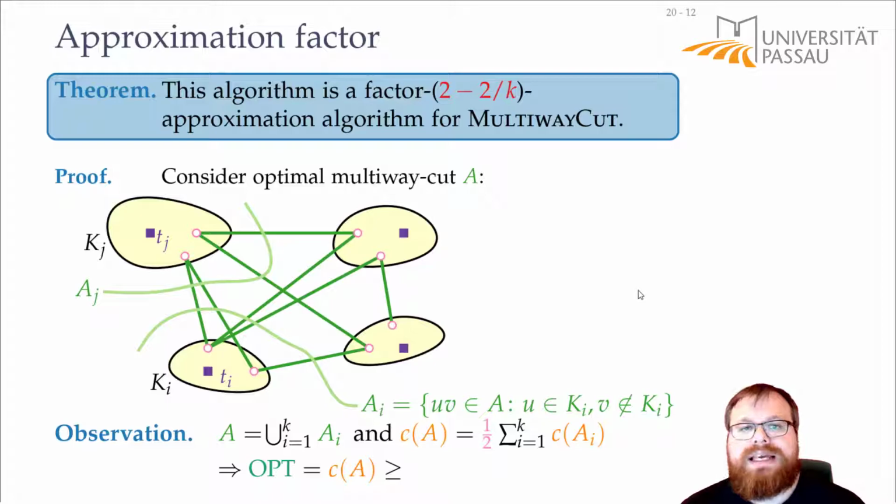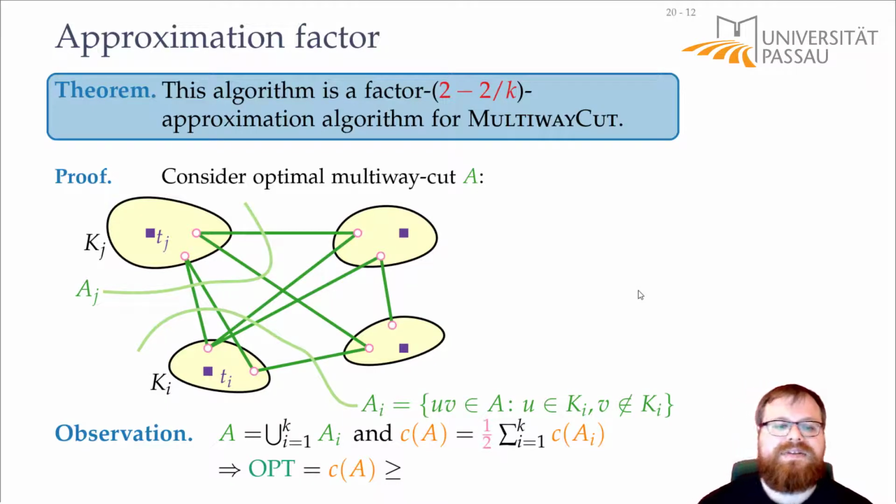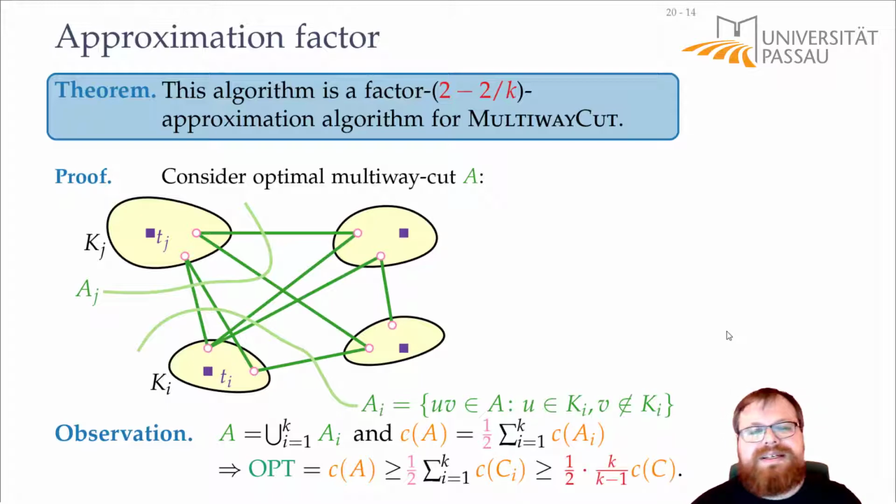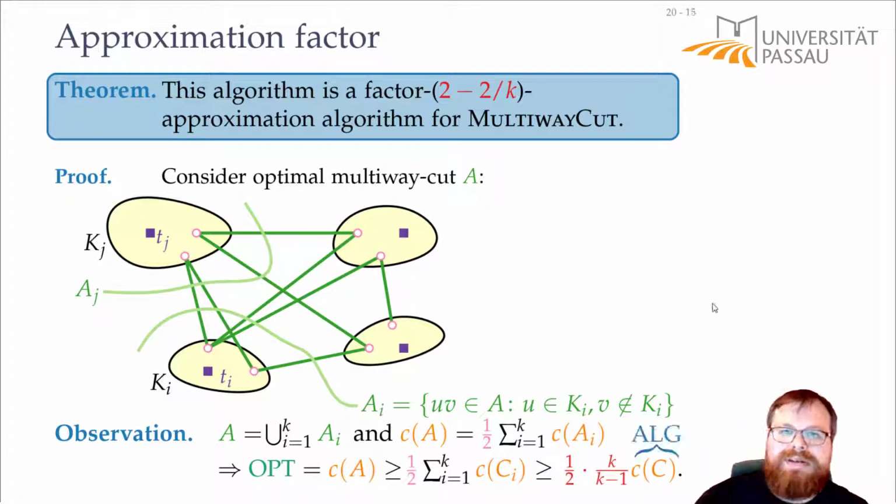Now if we calculate the minimum isolating cut of Ti instead, then this can only get cheaper. So the sum of all these Ai is at most the sum of all the optimum minimum isolating cuts Ci. And then from these isolating cuts, we take the k-1 cheapest ones. And we showed on the previous page that this gives us k over k-1 times the cost of what we have in the end. And this finishes the proof.